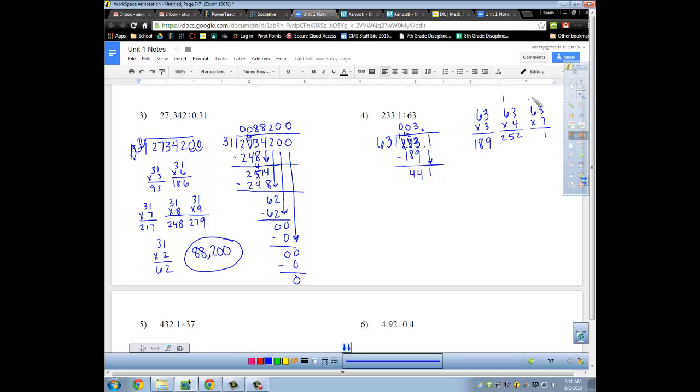So that's 1, 2, 6. 7 times 6 is 42, plus 2 is 44. Cool, that worked perfectly. So that went in 7 times. You have a remainder of 0. Again, these zeros in the front don't matter, so your answer is 3.7.